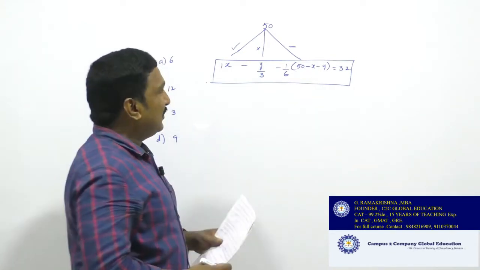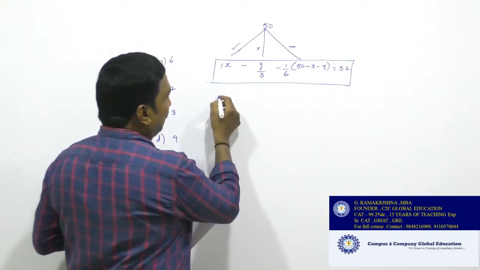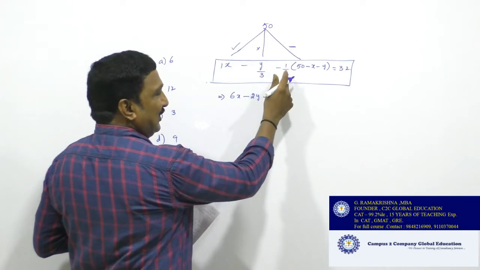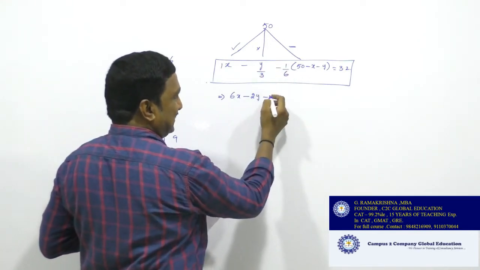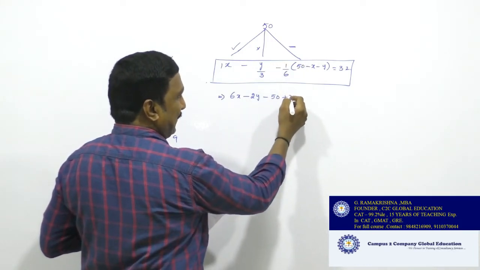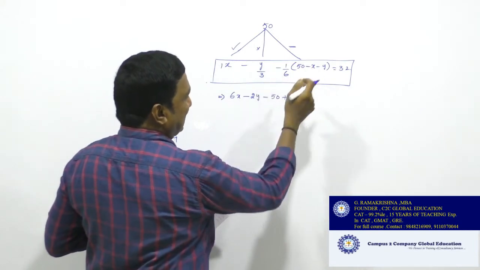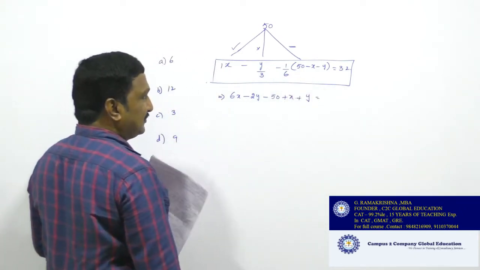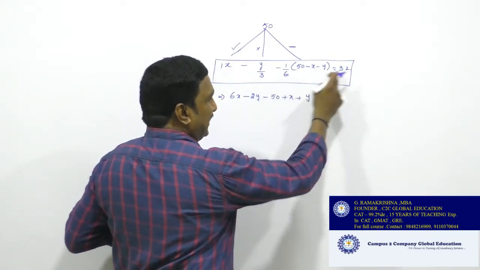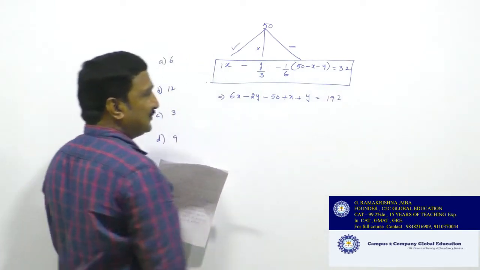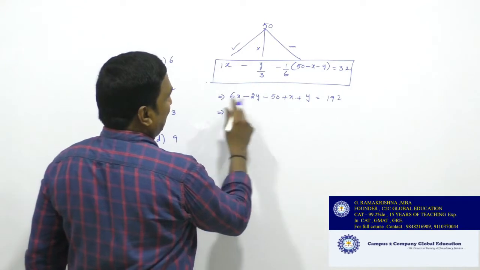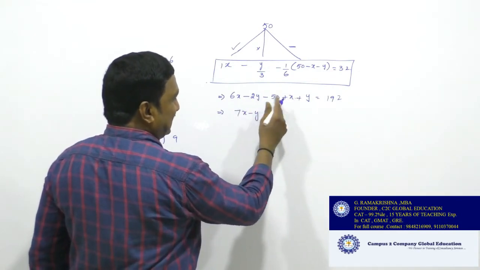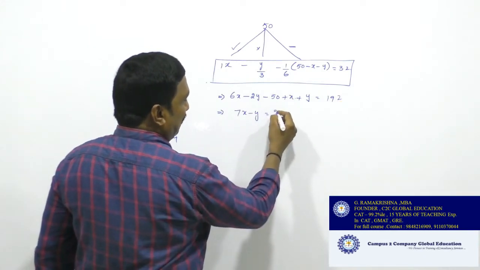I am writing in 2 steps. Taking LCM, LCM is 6, so 6x, minus 2y, and minus 1 times (50 minus x minus y) gives minus 50 plus x plus y, is equal to 6 times 32, which is 192. So the next equation: 6x plus x is 7x, minus 2y plus y is minus y, and minus 50 goes to the other side as plus 50, which is equal to 242.